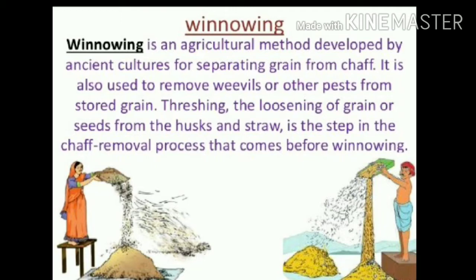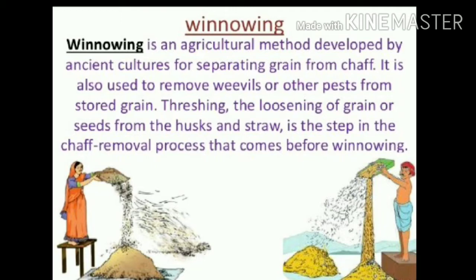It is also used to remove the weevils or other pests from the stored grain. Threshing, the loosening of grain or seeds from the husk and straw. It is the step in the chaff removal process that comes before winnowing. Okay, so in this way the winnowing process is there. Now the simple sieving method.